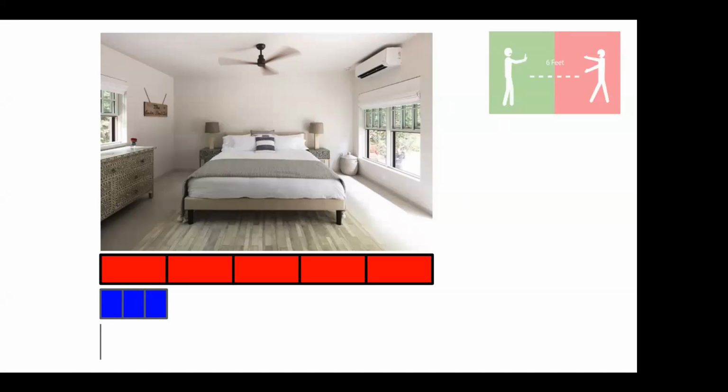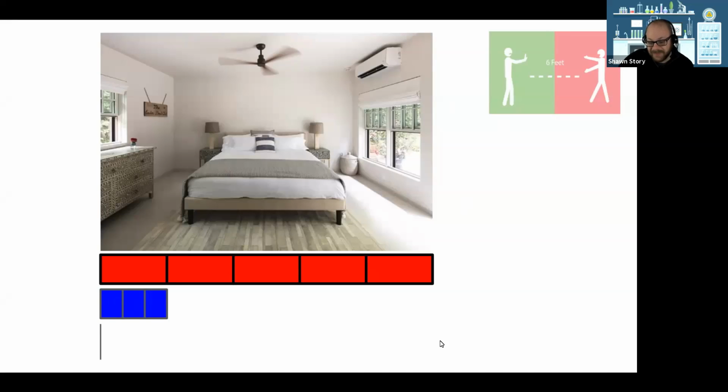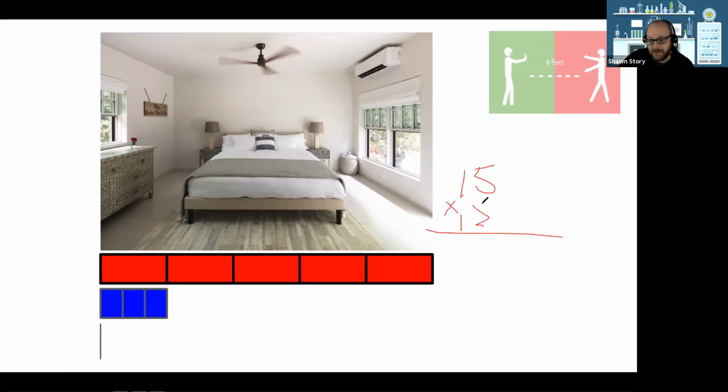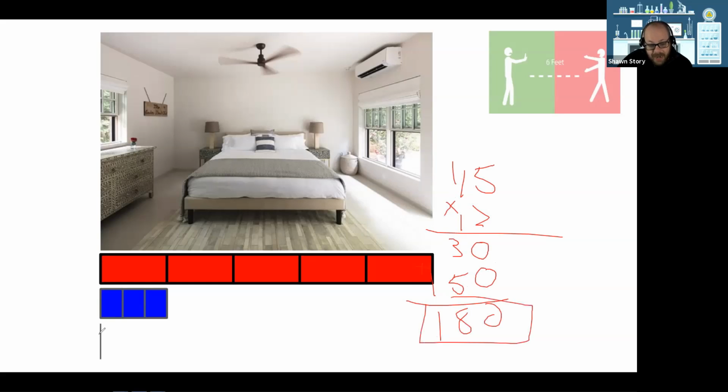12 times 15? What is 12 times 15? I don't know. All right, we're going to do some long division here. So I'm going to go 2 times 5 is 10. 2 times 1 is 2 plus 1 is 3. I'm going to move over 1 space. 1 times 5 is 5. 1 times 1 is 1, and then I'm going to add those together. 180. So there's 180 of these black boxes.